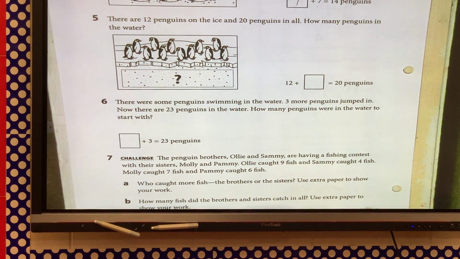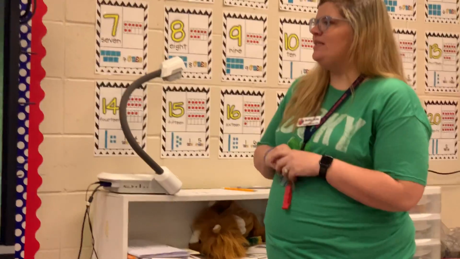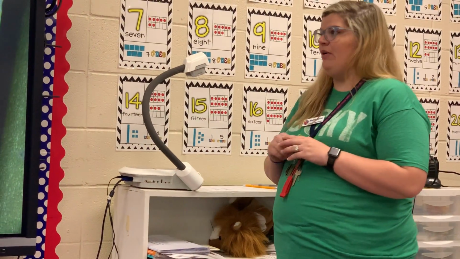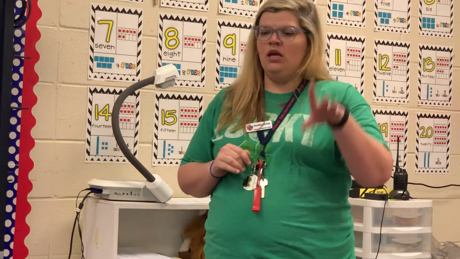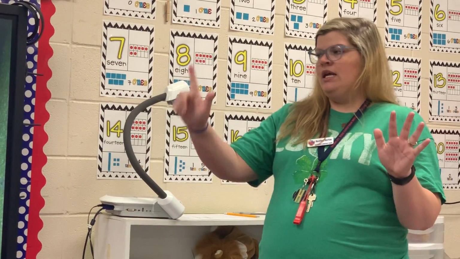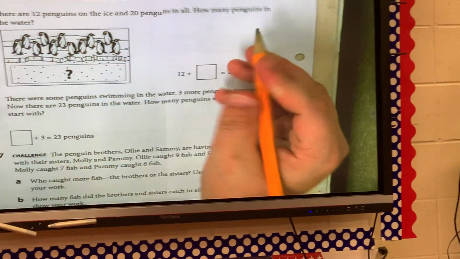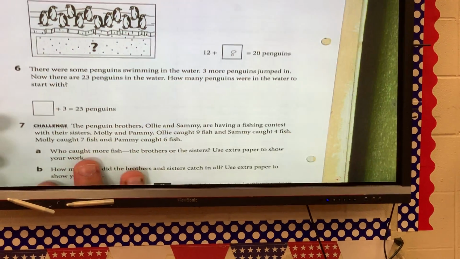When I snap my fingers, tell me your answer. 8. Y'all had the same answer again. What number was that? 8. Let's see if you're right. I'm going to put 12 in my brain, and I'm going to count on to 20. 12, 13, 14, 15, 16, 17, 18, 19, 20. Did I get 8 as well? Yes, I did. So 12 plus 8 equals 20.